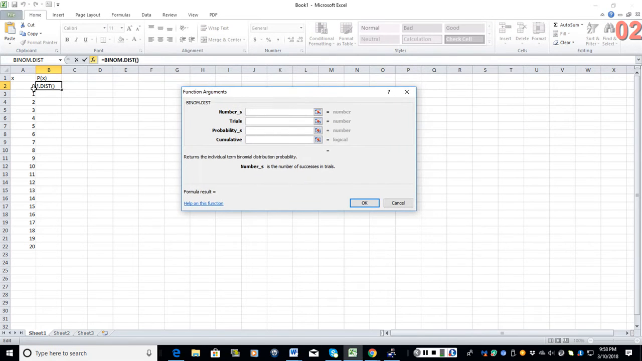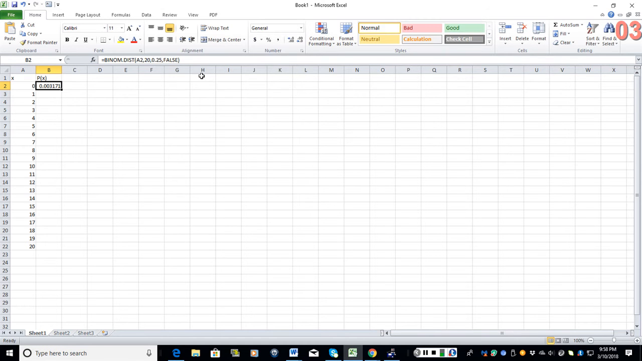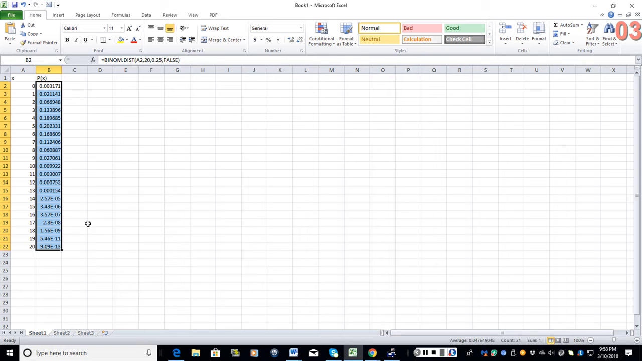Now this is your variable. This is the number of trials, which in our case is 20. Then our probability is going to be 1 out of 4, so it's 0.25. And then this is going to be false. So now we have our probability here. Now to fill the other ones, we go ahead and fill like this.